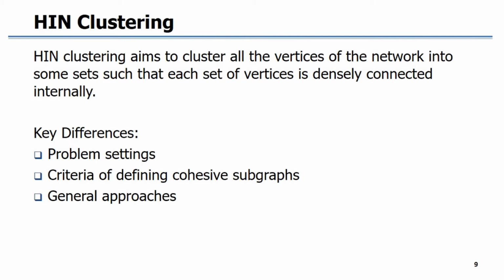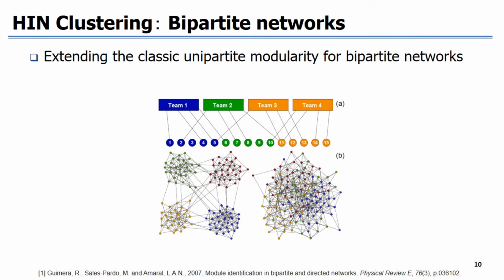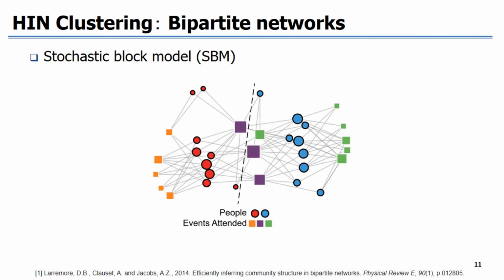Next, I will very briefly introduce several works on HIN clustering. The classic unipartite modularity is extended for bipartite networks and is computed as the accumulative deviation from the random expectation. The stochastic block model is applied for partitioning the bipartite networks based on the bipartite adjacency matrix.